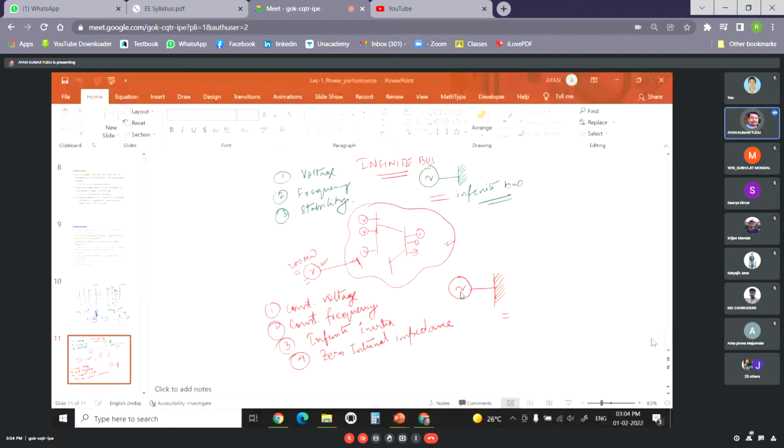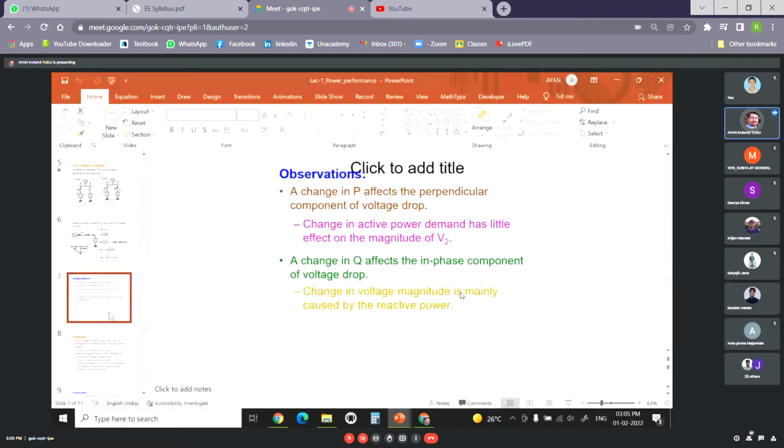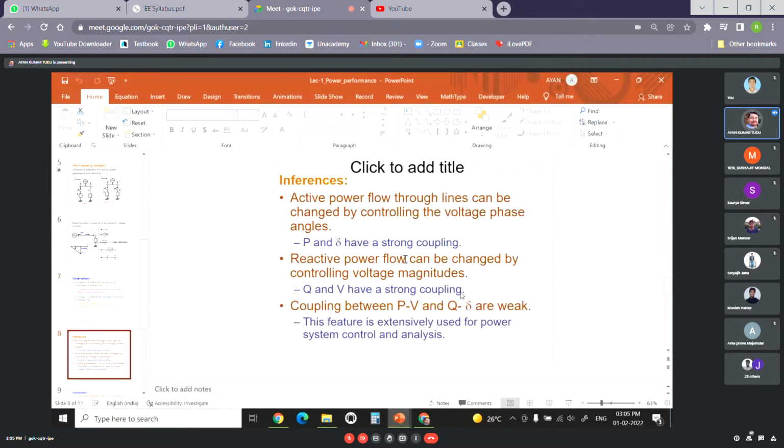So in our last class, we completed up to here. Before we did what is an infinite bus, we found a very important relationship: P and delta are strongly coupled, and Q and V have strong coupling. Okay, we did find out this one.